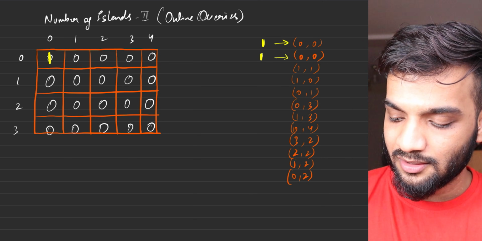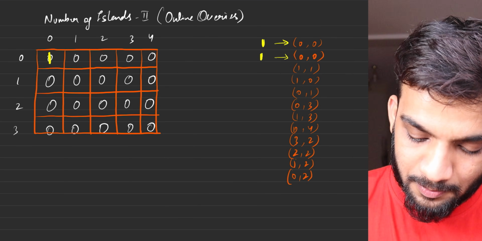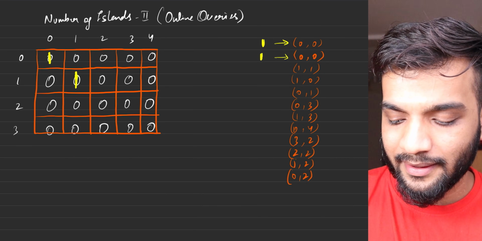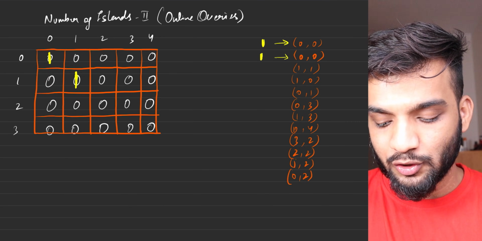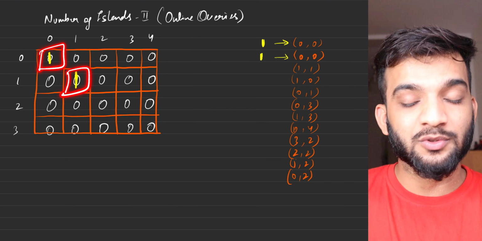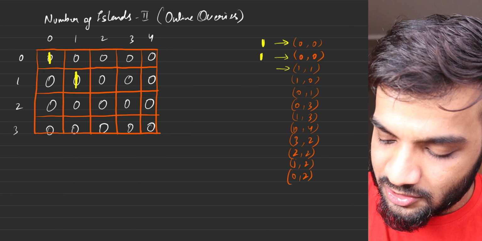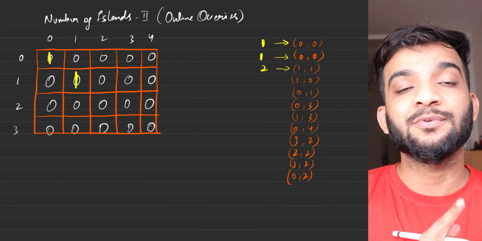Okay. Next, 1, 1. So let's place an island there. Now, can I call this a group of islands? They're individual groups. So we have two groups after this placement.